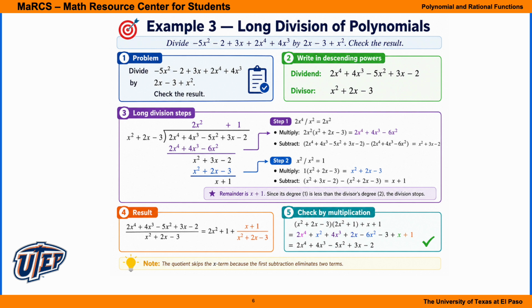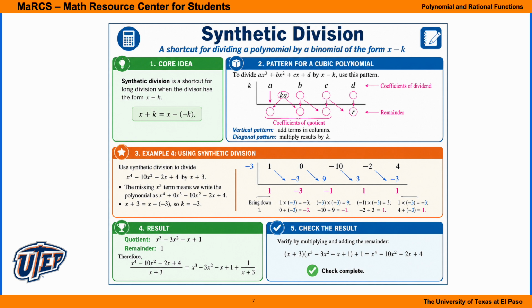So now we can check by multiplication. So we can multiply the divisor by 2x squared plus 1 plus x plus 1, and we get the original function. So now we'll be going over synthetic division.